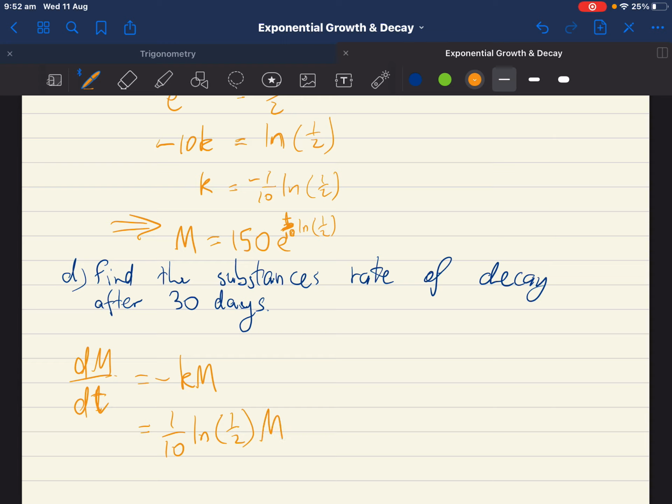So we just need to find the mass of the substance after 30 days. Fortunately, we've got ourselves a pretty good formula for that. Let t equal 30, and ultimately you end up with 30 over 10. So 3. All right. So you type this into your calculator. You get your mass of the particle after 30 days. And then you can then sub it in here to find the rate at which the particle's decaying after the 30 days. All right, we'll leave it there.